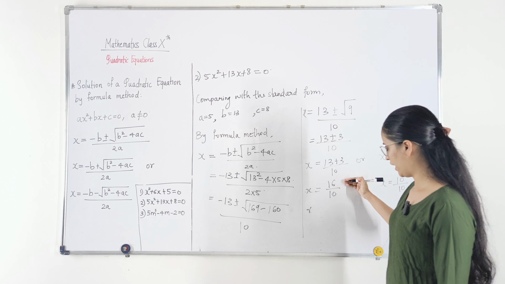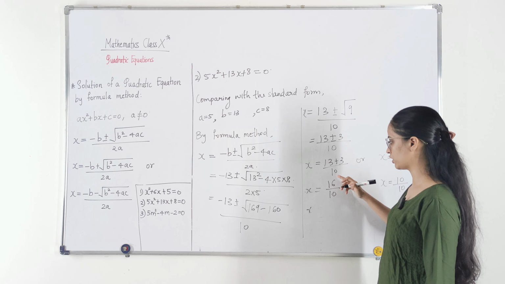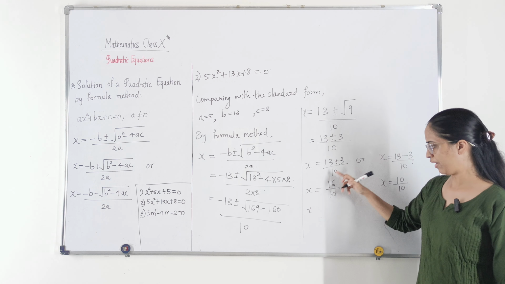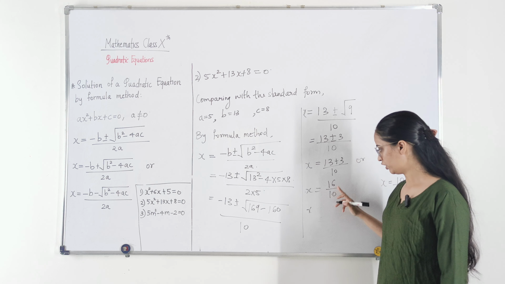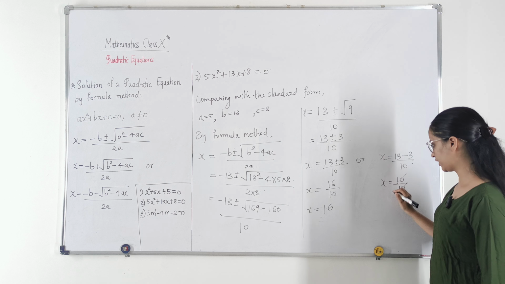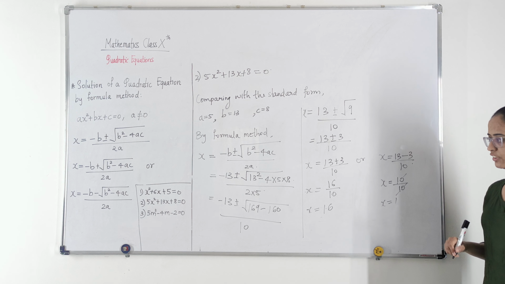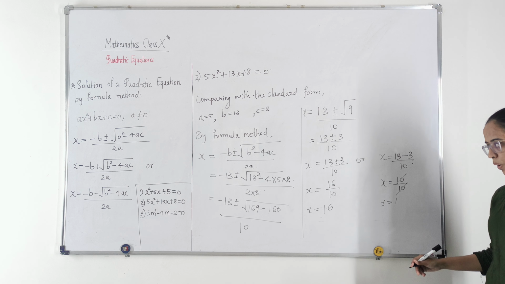We know that any number when divided by 10, if it's a whole number, you just have to leave one place and add the decimal over here. So 16 by 10 can be written as 1.6 and here this gets reduced to 1. So the two solutions for the given quadratic equations are 1.6 and 1.